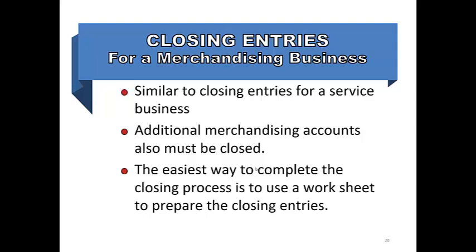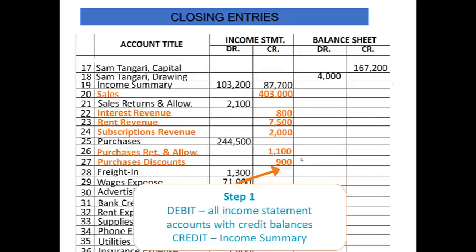Now we'll move on to closing entries. So the closing entries for a merchandising business are pretty much the same as we learned in Chapter 6 when we closed for a service business. There are just some minor differences. So let's take a look at those. We're going to use the worksheet, and just like before, we're going to the income statement section of the worksheet, and the first thing we're going to do is close all the accounts on the right side.